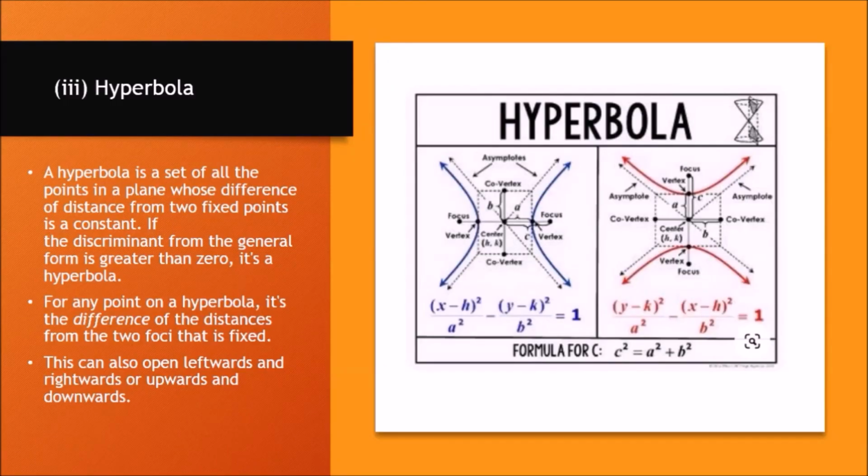A hyperbola is a set of all the points in a plane whose difference of distance from two fixed points is a constant. If the discriminant from the general form is greater than 0, it's a hyperbola. For any point on a hyperbola, it's the difference of the distances from the two foci that is fixed. This can also open leftwards and rightwards or upwards and downwards.